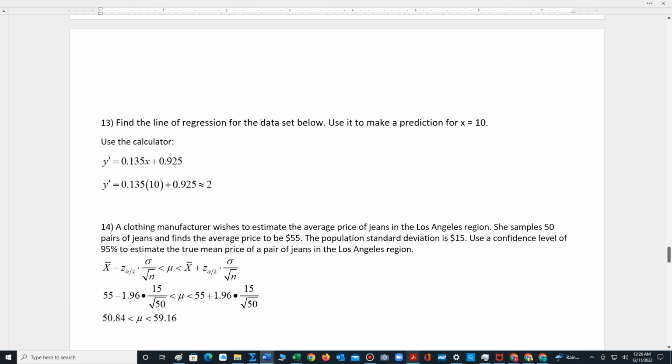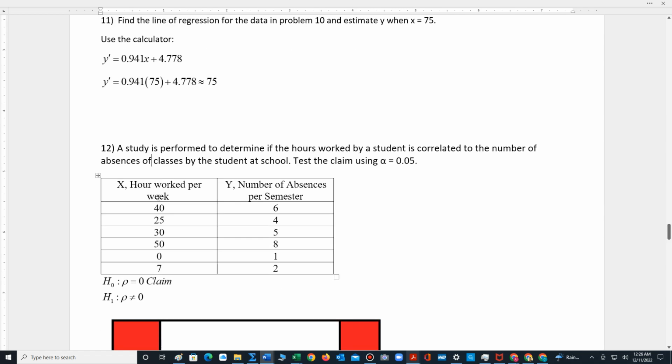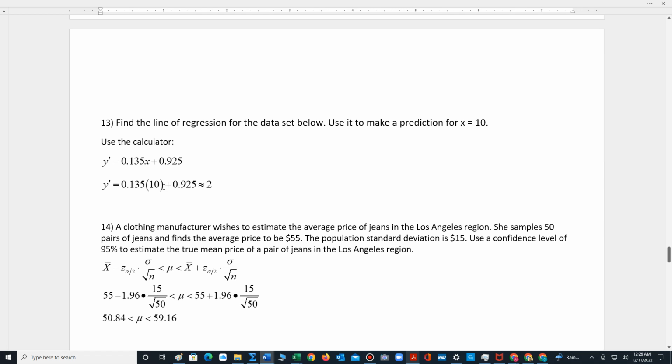We then would use our calculator to compute the regression coefficients. So y prime is 0.135x plus 0.925. Make our prediction when x is 10. So if a person works 10 hours, we want to know how many absences they have. So 10 times 0.135 plus 0.925 rounds to about 2 absences.